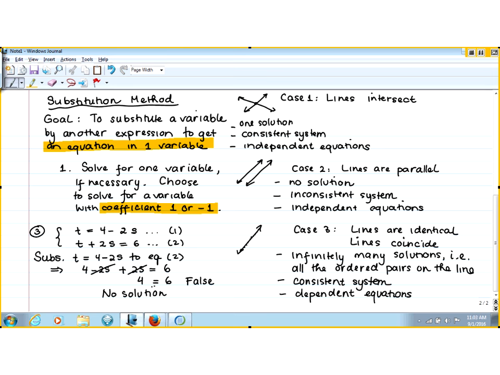Yeah. So this is why it says it's inconsistent. Right? How can 4 be equal to 6? It's inconsistent. So we have no solution. So this is case 2. If I were to draw these two lines, then I would have two parallel lines.